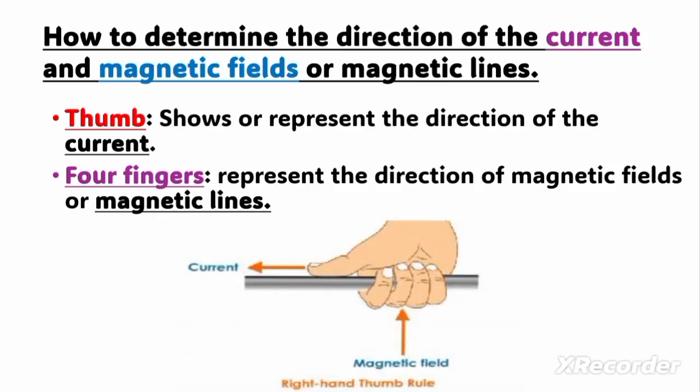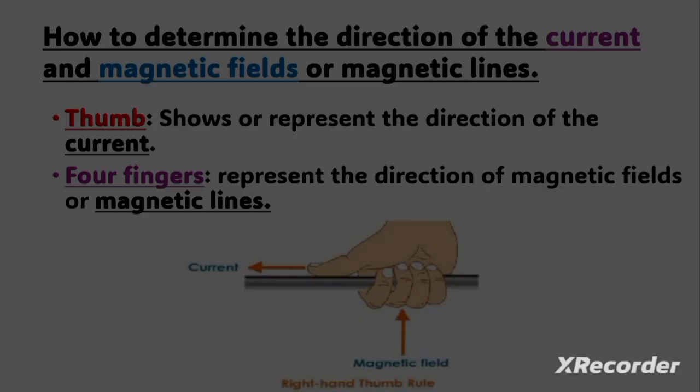We can see the current conductor here, and the current conductor has been held using the right hand, and we can see that the thumb is pointing here. So the thumb shows the direction of the current. Then where the four fingers are pointing shows the magnetic field. We can see that the four fingers are pointing in this direction. So this shows the direction of the magnetic field or magnetic lines.